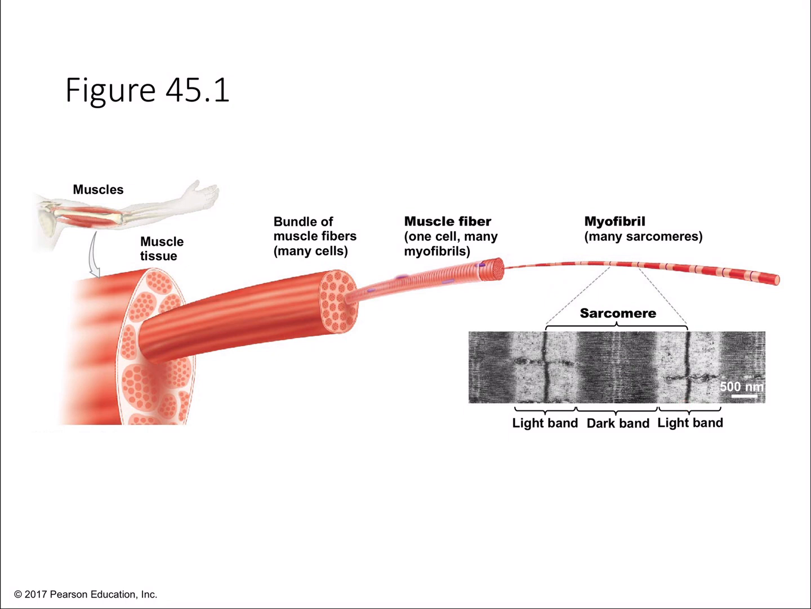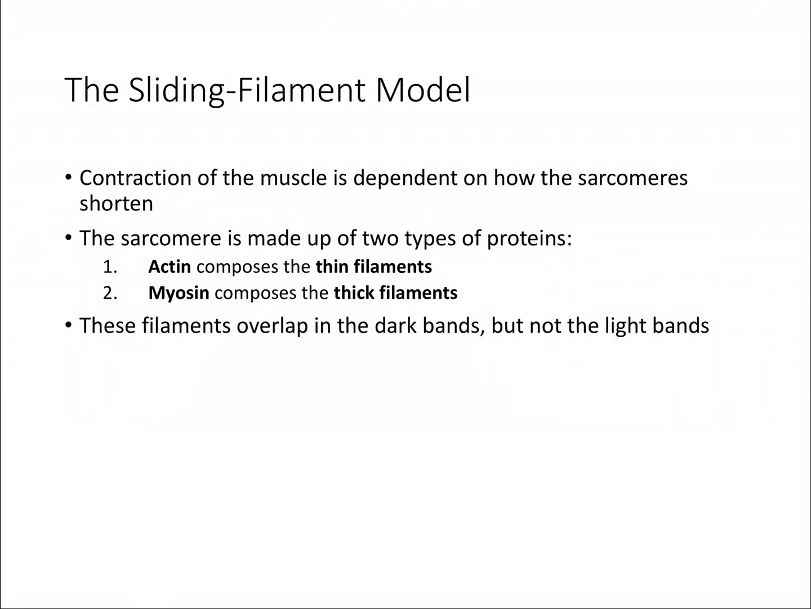What's going to happen is all of those sarcomeres along the myofibril are going to contract when the muscle gets shorter. When the muscle gets shorter, it pulls on the bone and causes movement. So it's all about getting shorter to cause movement. So how does this work?